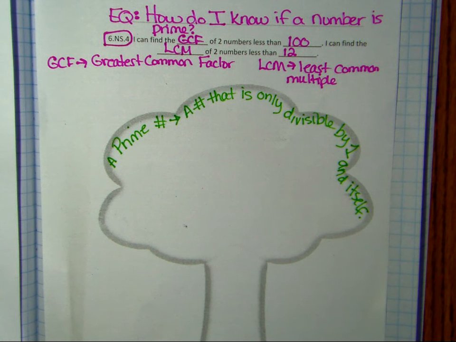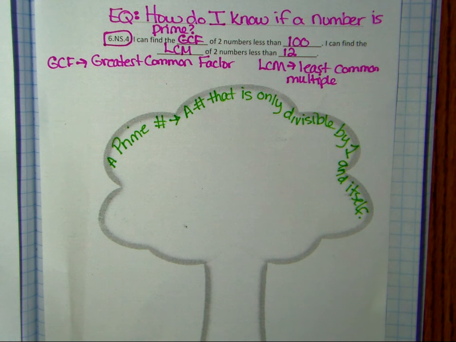So it's only divisible by itself and the number 1. So some examples could be number 3 or 5 or 7 or even the number 2. And oftentimes we think of prime numbers being only odd numbers, but if you look at 2, it's an even number, but it's still only divisible by itself and the number 1.